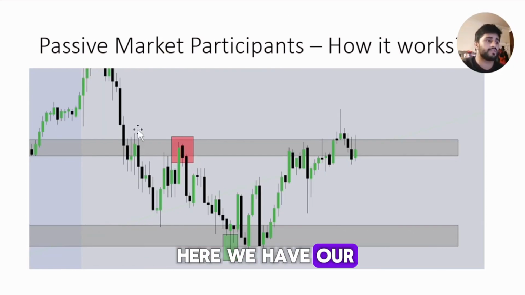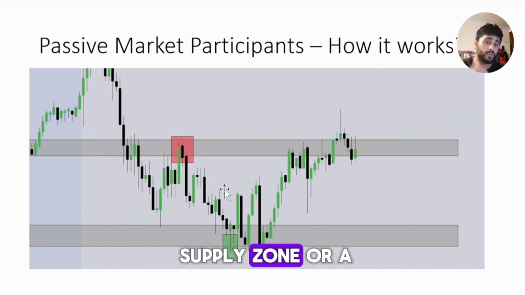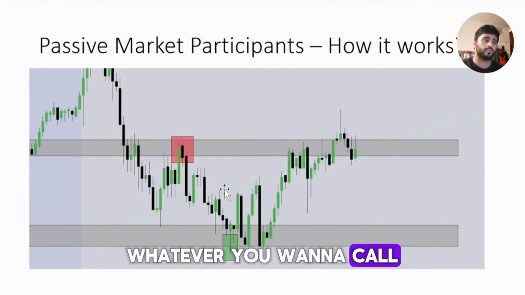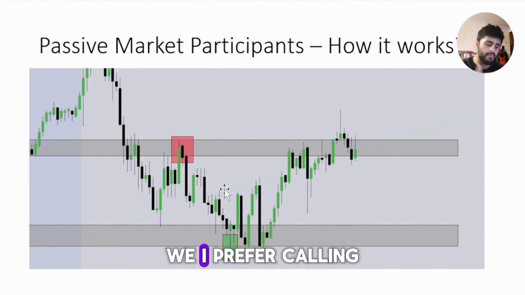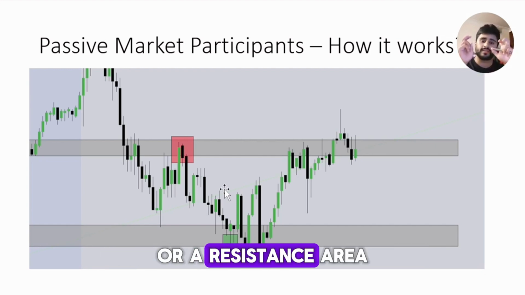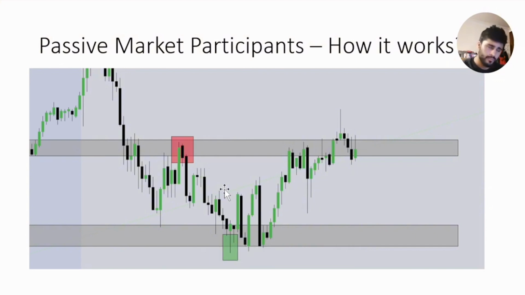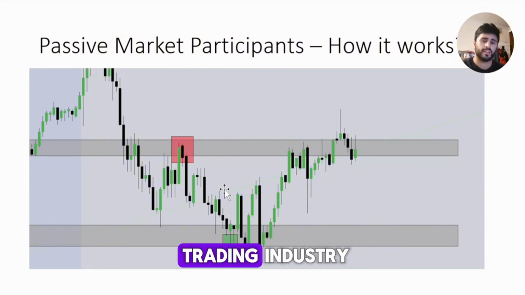So we can see here we have our two key levels. So we have a bearish key level, or a supply zone, or a resistance area, whatever you want to call it, right? I prefer calling it either a supply area as the correct terminology, or a resistance area. I don't like using the word resistance because I think it's heavily over-commercialized in the trading industry.